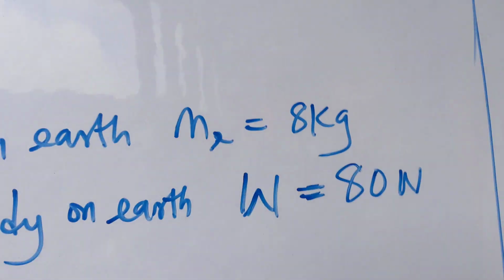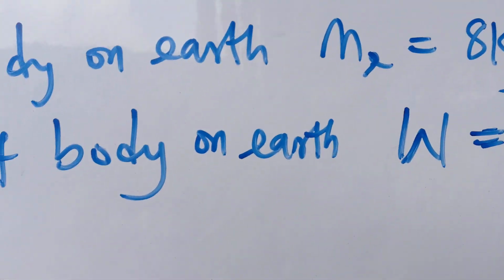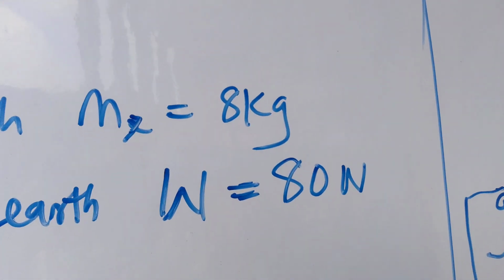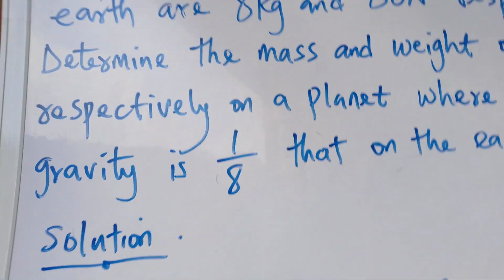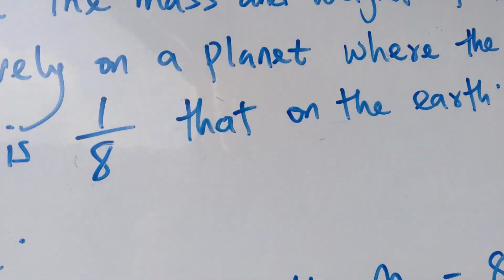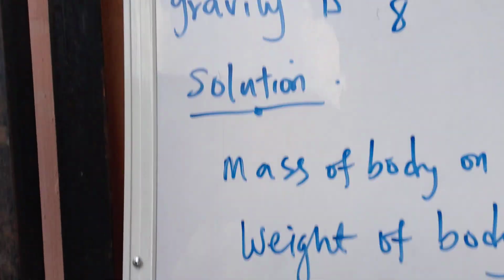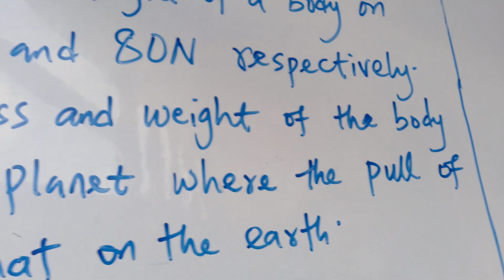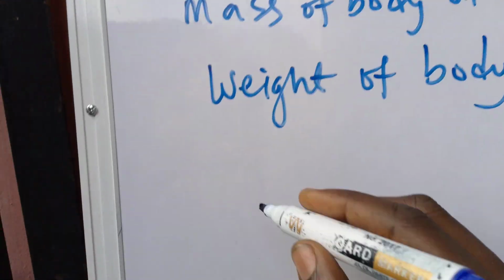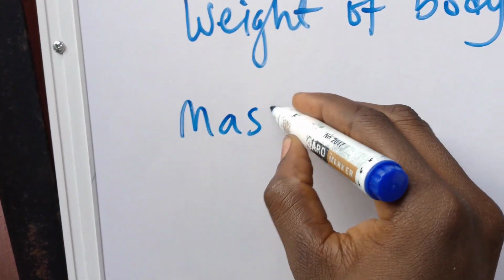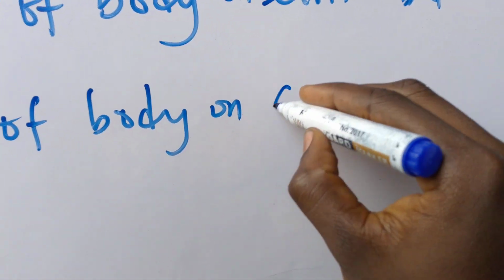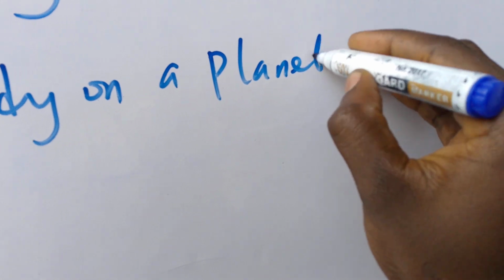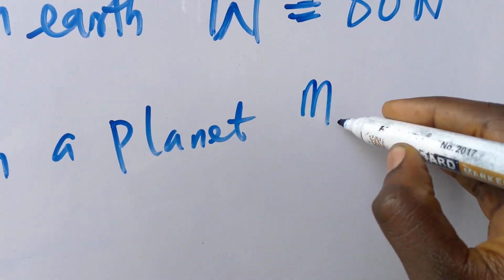Okay, the weight of the body on Earth is 80 Newton, while the mass of the body on Earth is 8 kg. So we have to determine the mass and weight of the body respectively on a planet. You say mass of body on a planet, a different planet, that is MP.